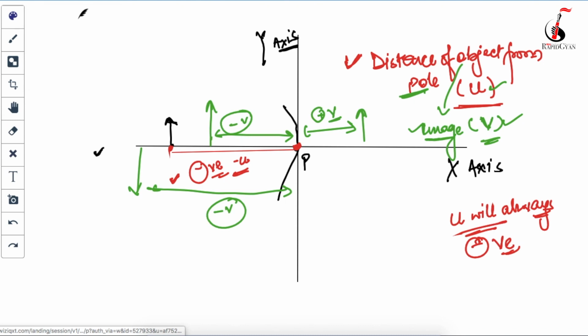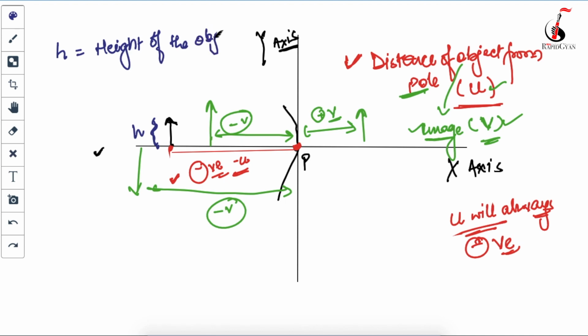One is your h, the height of the object. Very simple, guys. h is the height of the object. Since we know that we are always going to put our object in the erect position, erect position means it will always be up. Like if you are standing on the ground, you are in erect position. But if your leg is up and your head is down, that's the inverted position.